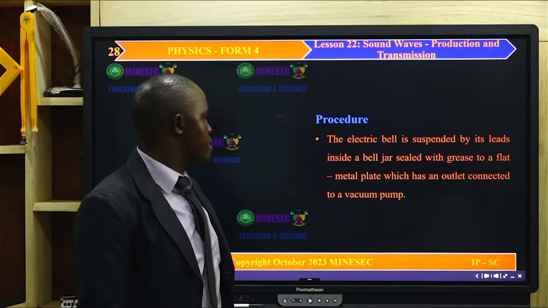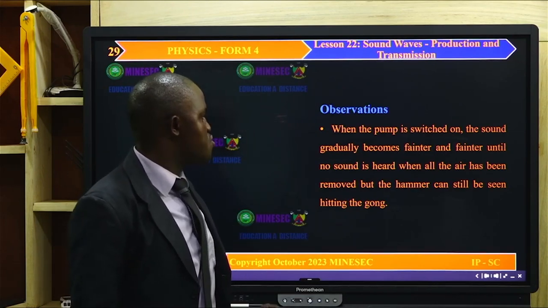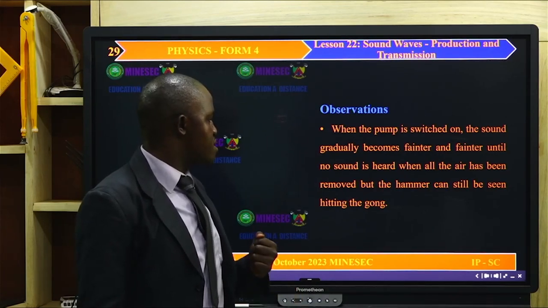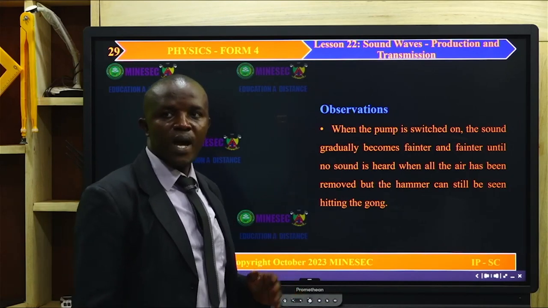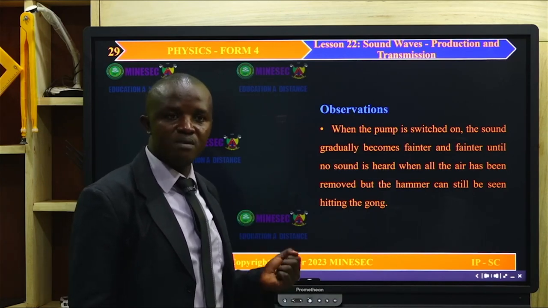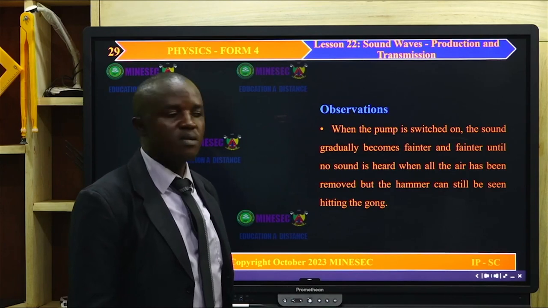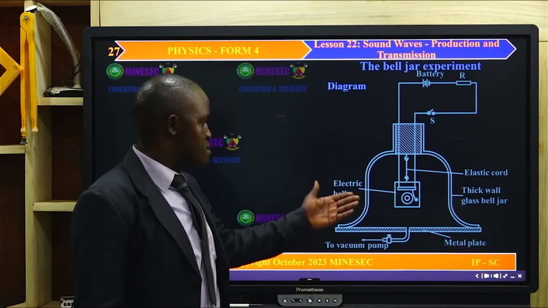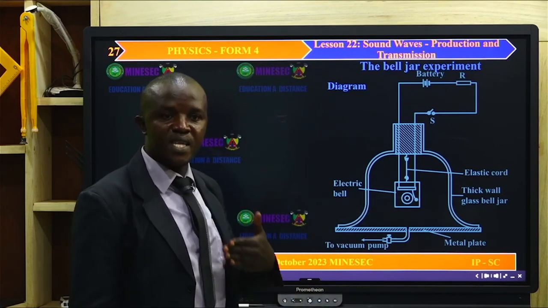to begin to ring. Now we observe that when the pump is switched on, the sound gradually becomes fainter and fainter until no sound is heard when all the air has been removed, but the hammer can still be seen hitting the gong. What we are saying is that normally when the switch is closed and there is air inside the bell jar, we hear the sound from the bell. Our eyes can also see through the bell jar since it's transparent. When there is air inside and the switch is closed, this hammer will keep striking. We can see the hammer striking with our eyes and hear the bell ringing.